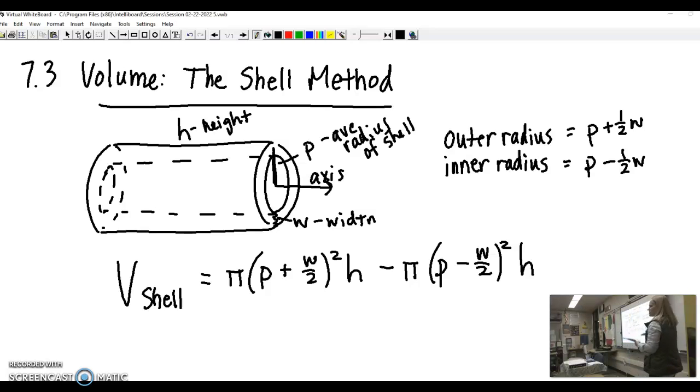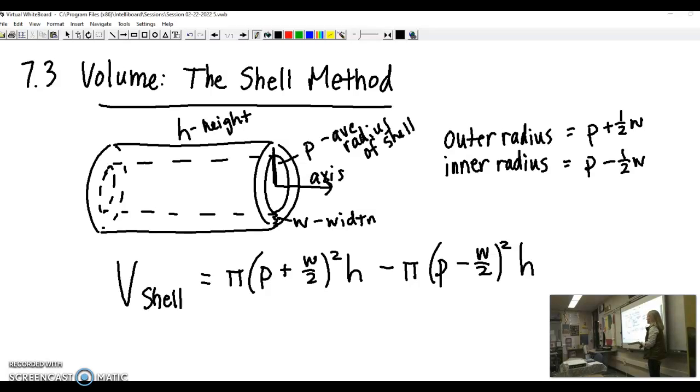Sorry, it kind of looks like it goes up high if you're writing it tiny. Yeah. That first part's kind of complicated, right? Like the outer shell minus the inner shell is the volume of what's left. Okay. So I just put W over 2 instead of 1/2 W. It's the same thing.